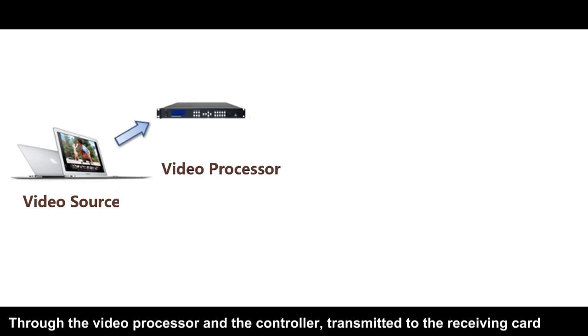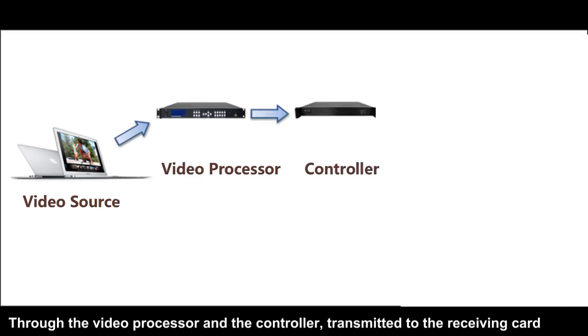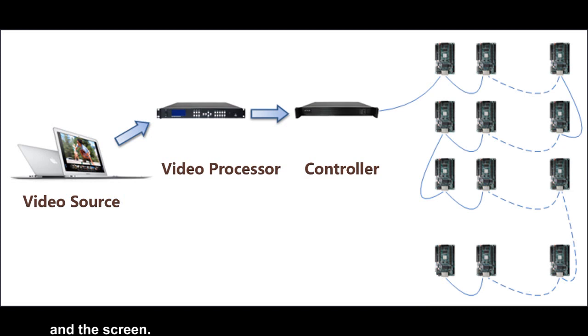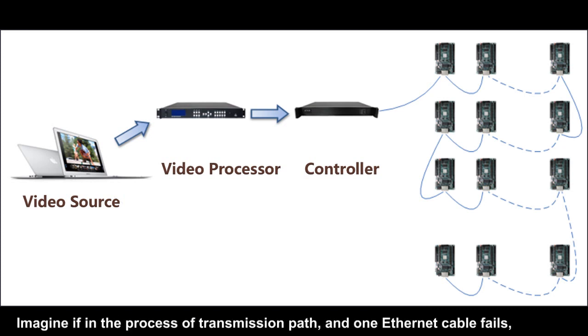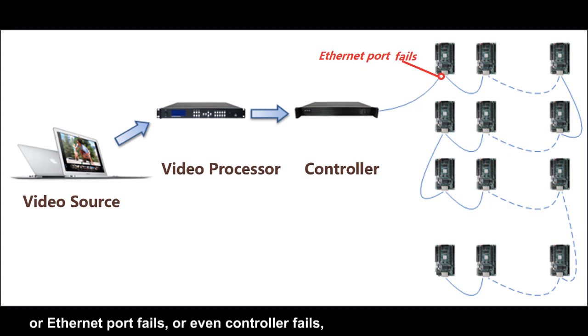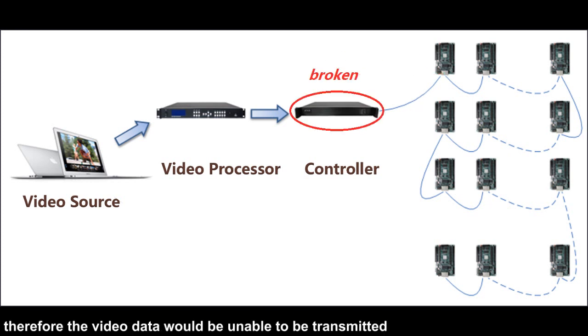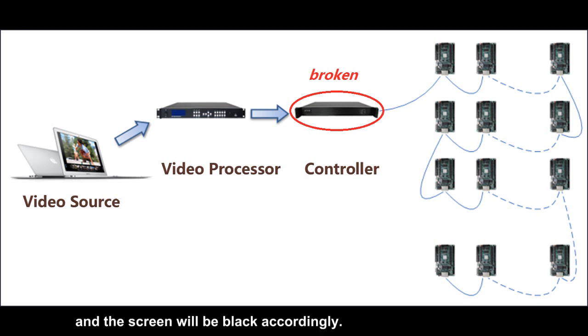As shown in the picture, the video data goes from the video source through the video processor and the controller, and is transmitted to the receiving card and the screen. That is the video data transmission path. Imagine if, in the transmission path, an Ethernet cable fails, or an Ethernet port fails, or even the controller fails. The video data will be unable to be transmitted, and the screen will go black accordingly.